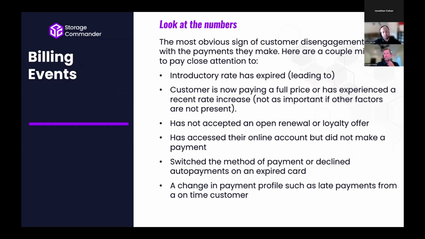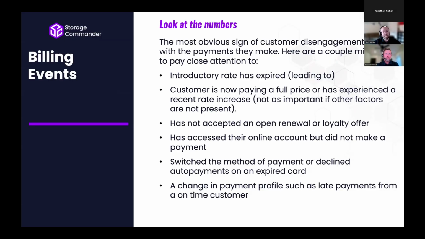If they are a new tenant, they had perhaps an introductory rate that has recently expired. This is a potential flag or should be a warning sign to you. If they start paying full price, or in the event that they get a rate increase, it's important that you know that this alone may not trigger churn, but combined with other disengagement signs, it could be a red flag. Consider a targeted loyalty offer to remind them of the value that you bring to them.